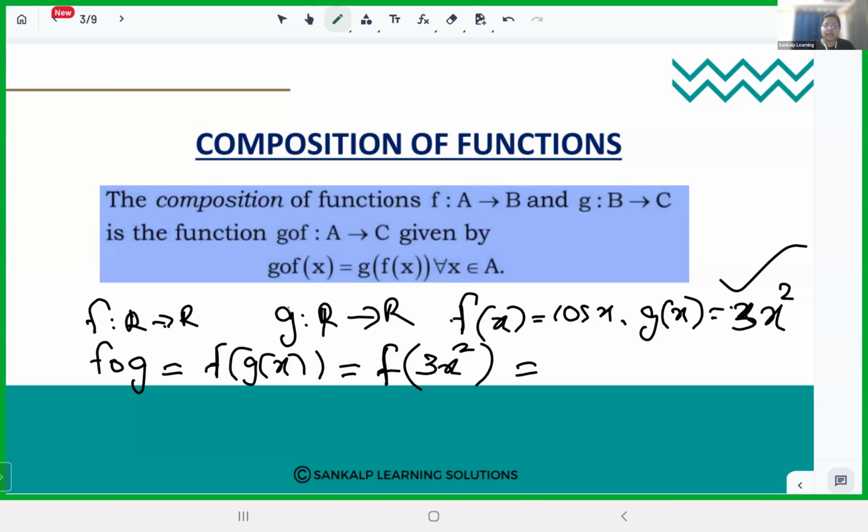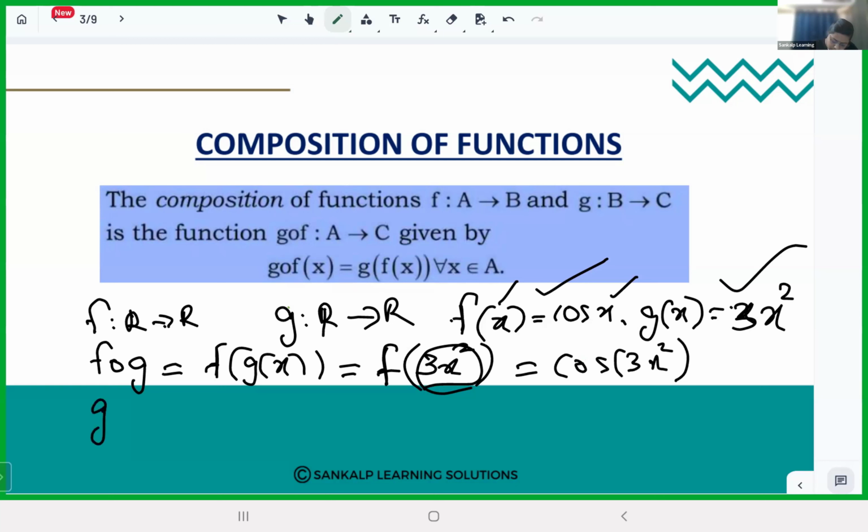Now what will you do? Here you are defining a function f of x, but in the place of x you can see another function. What is that function? 3x square. You know the function f of x is cos x, where the variable is x. Here, instead of the variable, it is another function, 3x square. So you have to replace x with 3x square. That is, cos x will become cos of 3x square. So this is f composition g.